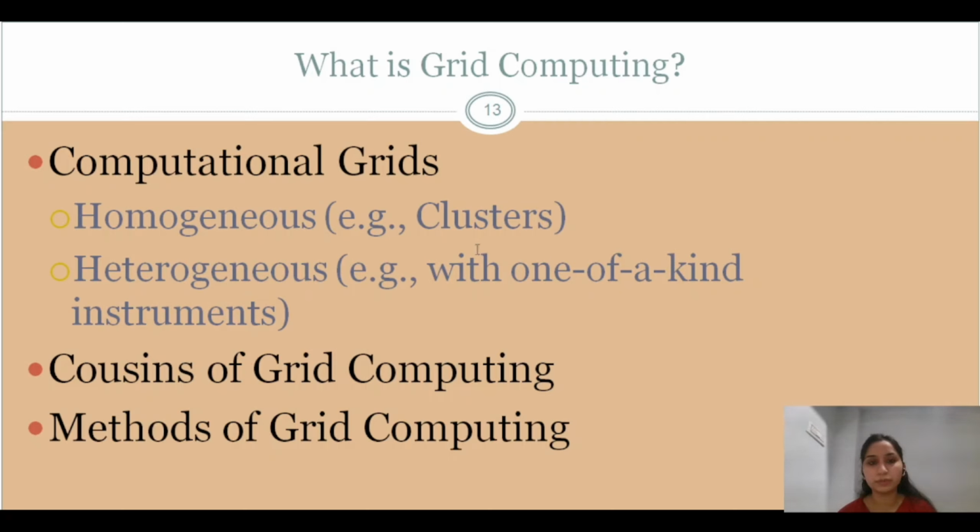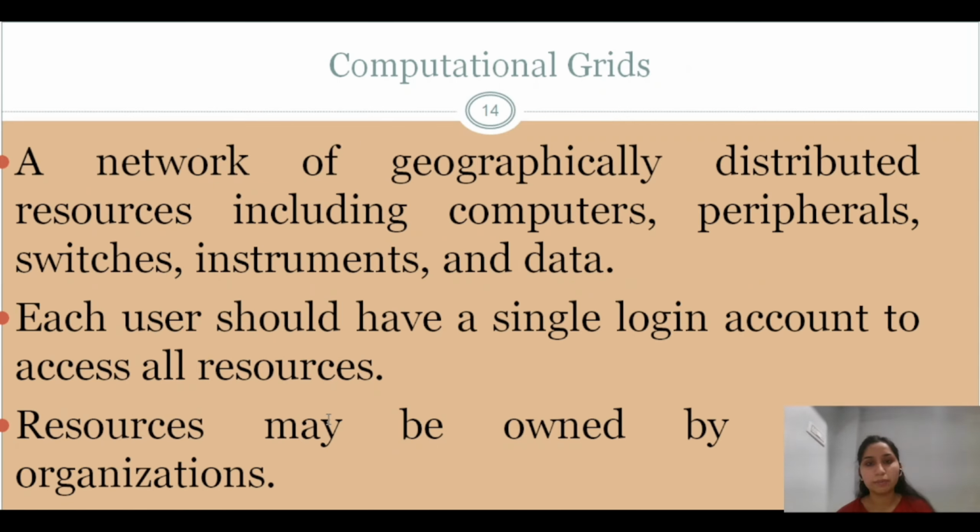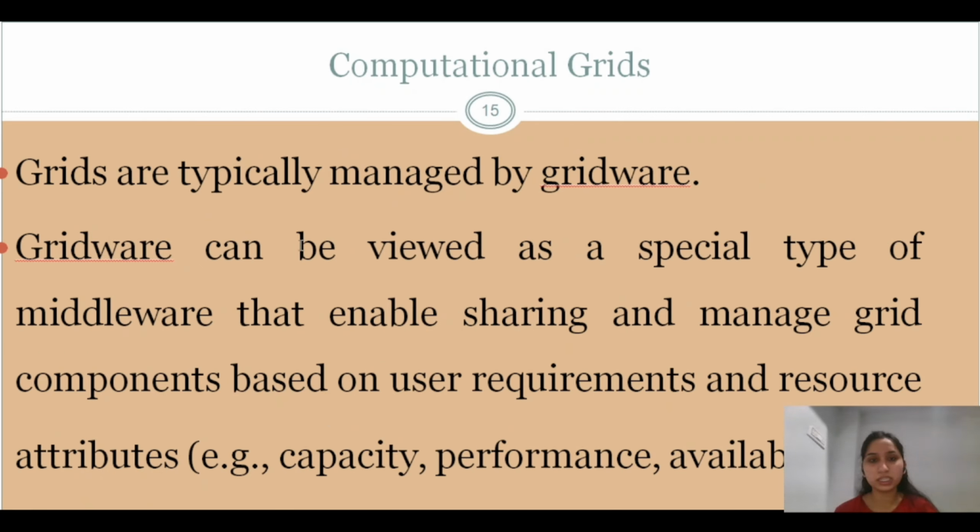Now, grid computing is basically a computational grid, cousins of grid computing, and a method of grid computing. We will see each topic one by one. Computational grid, it is a network of geographically distributed resources which include computers, peripherals, switches, instruments, and data. And each user should have a single login account to access all the resources, and resources may be owned by diverse organizations. In computational grid, they are managed by gridware. Now, what is gridware? So, gridware can be viewed as a special type of middleware that enables sharing and managing grid components based on the user's requirements, source, and attributes.